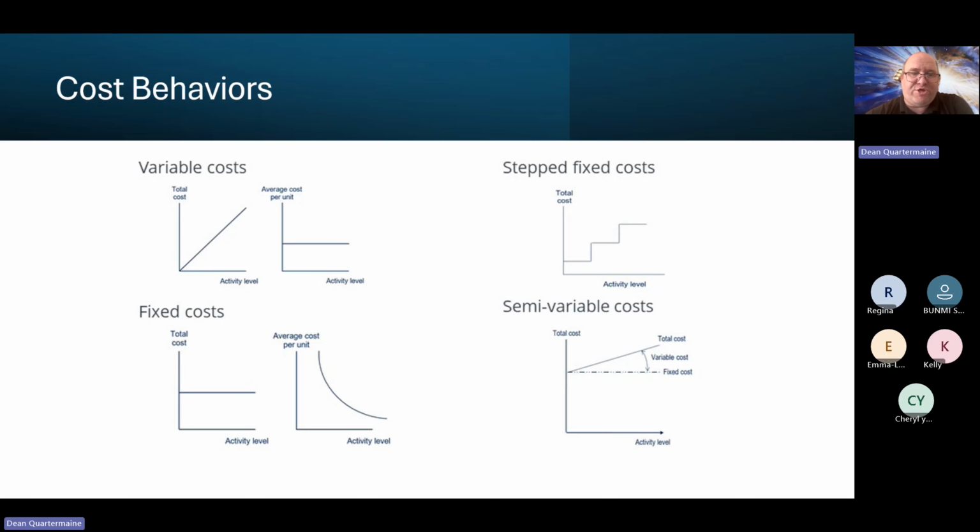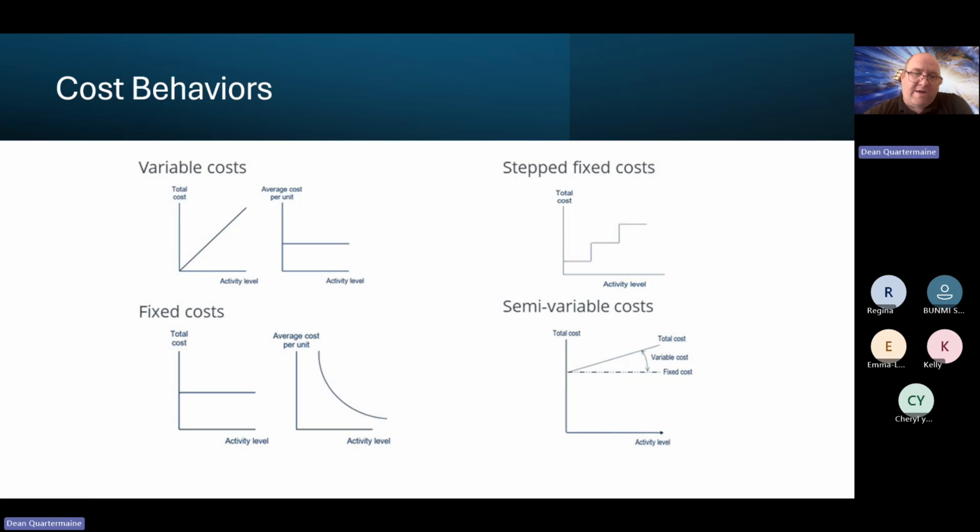The average cost per unit, well, that's fixed. It doesn't change. It costs £1 per unit. So it doesn't matter if I make one or 1,000,001, each unit costs £1. So the average cost per unit does not change under variable cost. It's just the total cost that increases directly proportional to volume, but the cost per unit doesn't change.